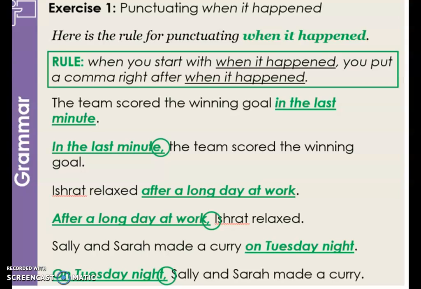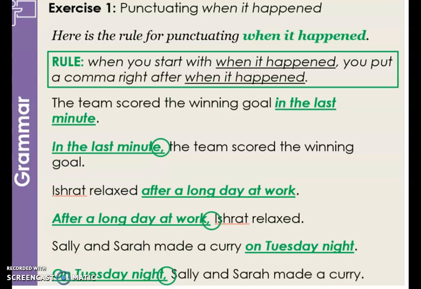So, to remind us slightly more precisely, here's the rule for punctuating when it happened. When you start with when it happened, you put a comma after when it happened. The team scored the winning goal in the last minute. However, if you were to start with when it happened, in the last minute, comma, you'd need that comma after the when it happened. The team scored the winning goal. Ishrat relaxed after a long day at work. However, if you put the when it happened to the front, after a long day at work, comma, Ishrat relaxed, and so on and so forth.